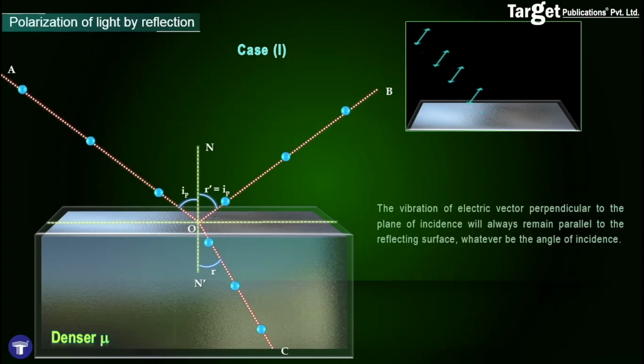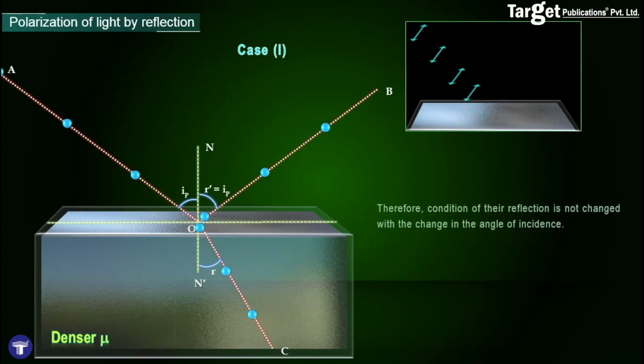And because this component has nothing to do with the angle of incidence, there will be no change in its condition of reflection no matter what you do to the angle of incidence. So I say that the vibration of electric vector which is parallel to the reflecting surface remains the same no matter what the angle of incidence. Even if you change the angle of incidence, the reflection condition will not change. So nothing is going to change about this part of the incoming unpolarized wave.